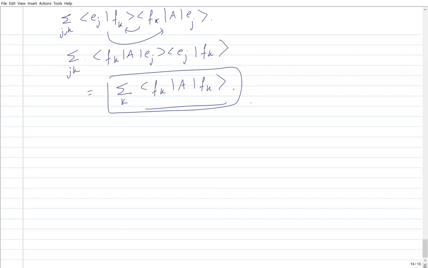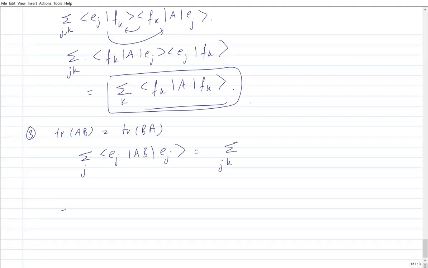Also, trace is cyclical. My request is for you to play around with these properties yourself, and that way you'll get more accustomed to the bracket formalism. So trace of AB is equal to trace of BA. How do I show this? AB, e_j. Once again, I'm going to stick in a bunch of identities, as you have already guessed by now.